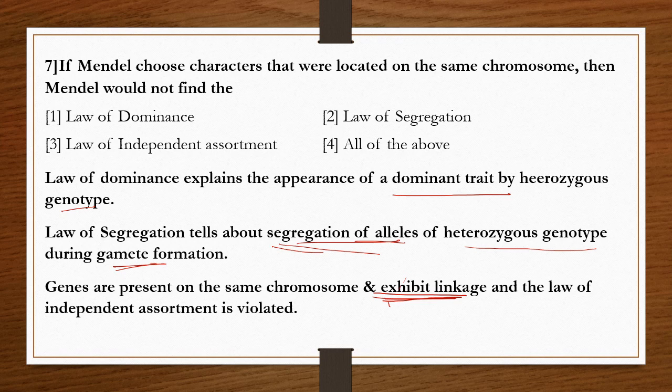That means if Mendel chose characters present on the same chromosome, it violates, meaning it cannot obey the law of independent assortment. That indicates whatever characters Mendel selected, they are located on different chromosomes. That's why he proposed the law of independent assortment. Linked genes cannot obey that law. So the correct answer is option 3.